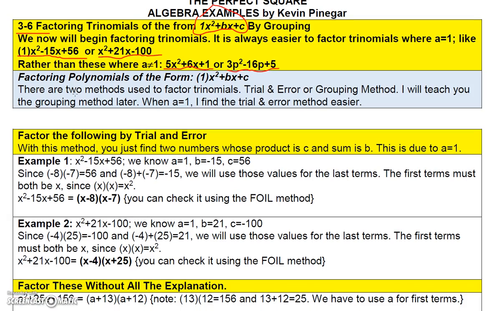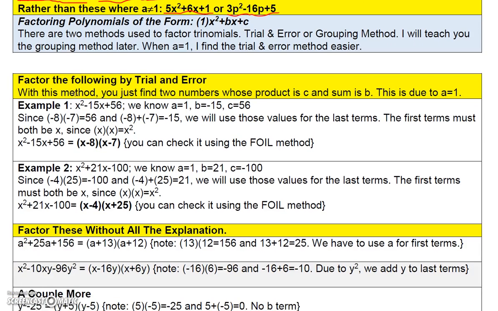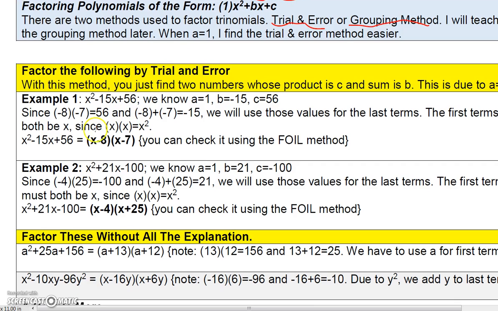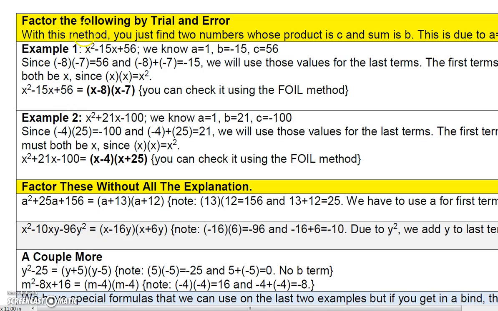Okay? Now, there's two methods that we're going to learn here. One is the trial and error method, and one is the grouping method. I'll teach you the trial and error method first, and then I'll teach the grouping method. Okay? So first of all, let's look at the trial and error, and we'll look at a particular example here. Okay, so let's say we wanted to factor x squared minus 15x plus 56.